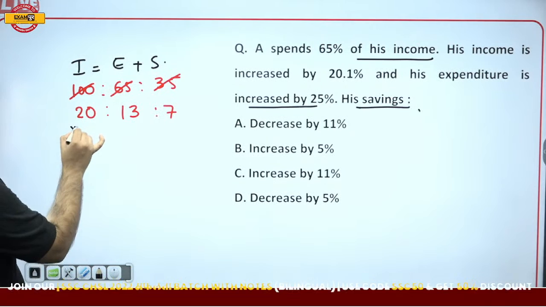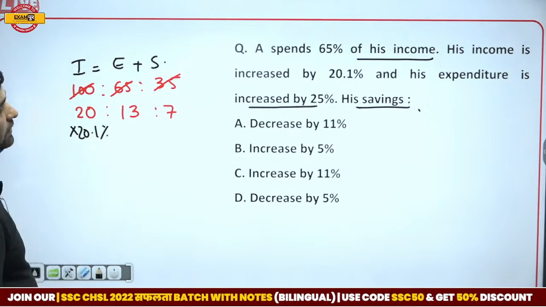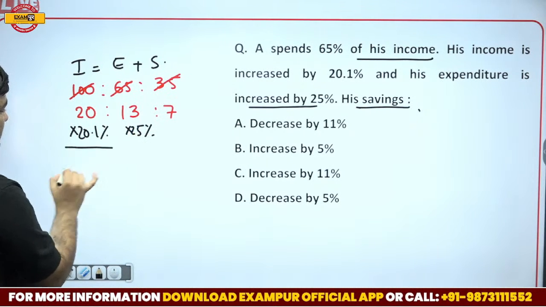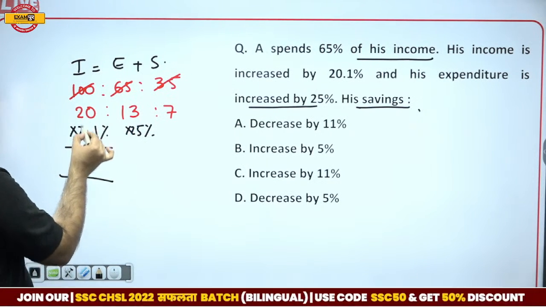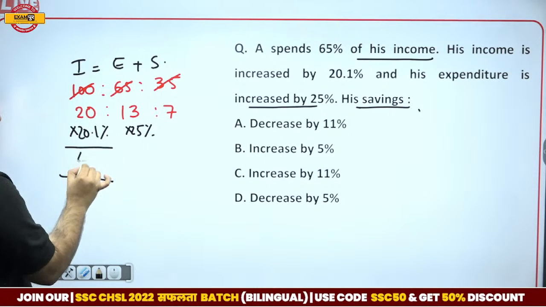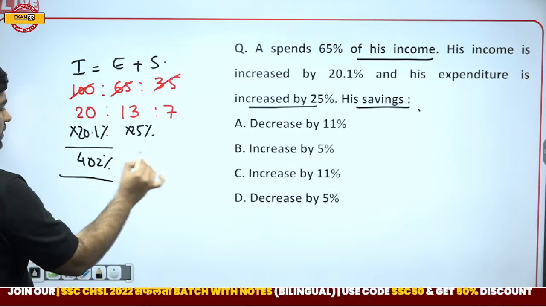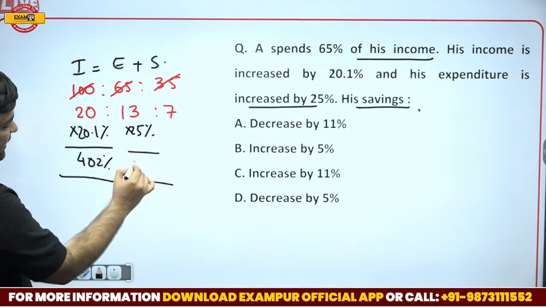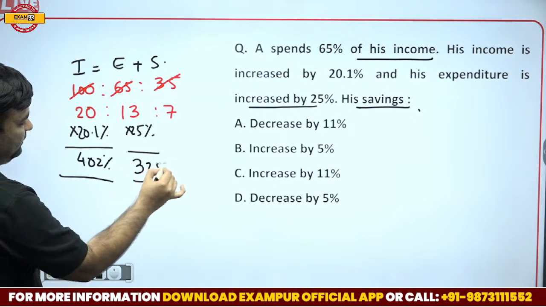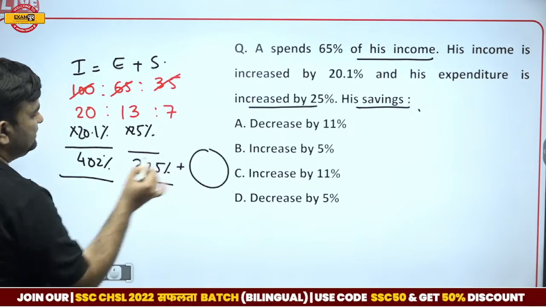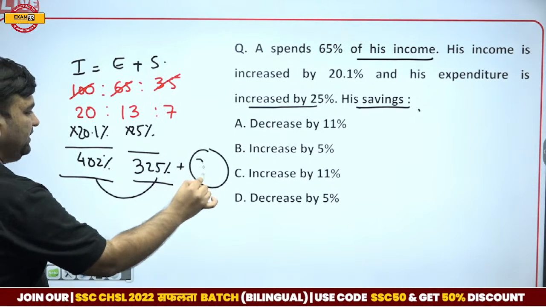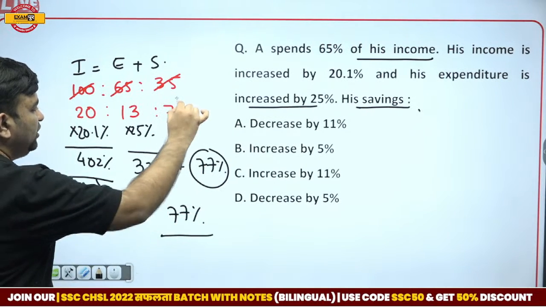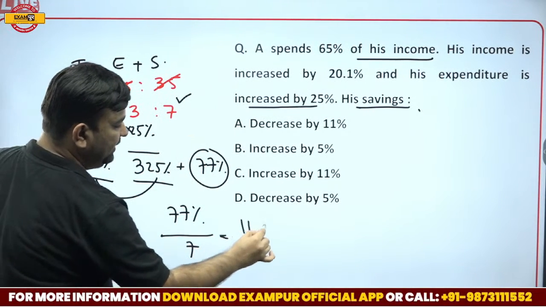Income increases by 20.1%. Expenditure increases by 25%. What is the change in the saving? 20 into 20 is 400. 400 into 0.1 is, I think, 402. This is 25 into 10, 250 plus 75, 325. So remaining is savings, 77%. 77% over the quantity of 7 is effectively an increment of 11%.